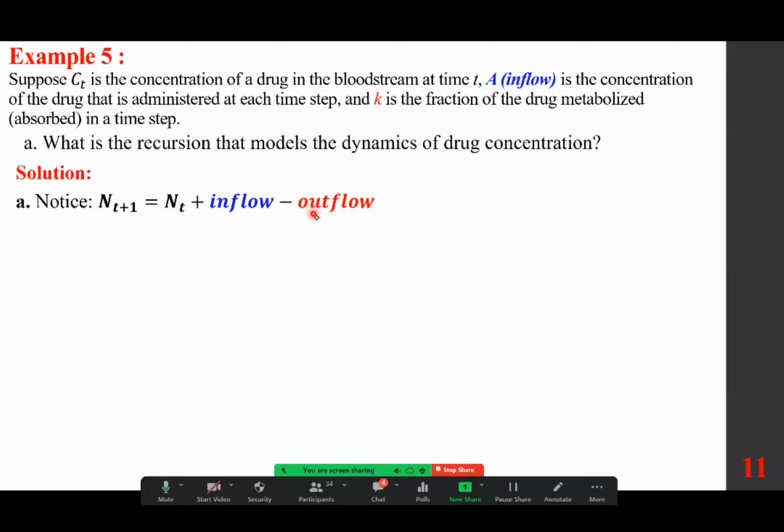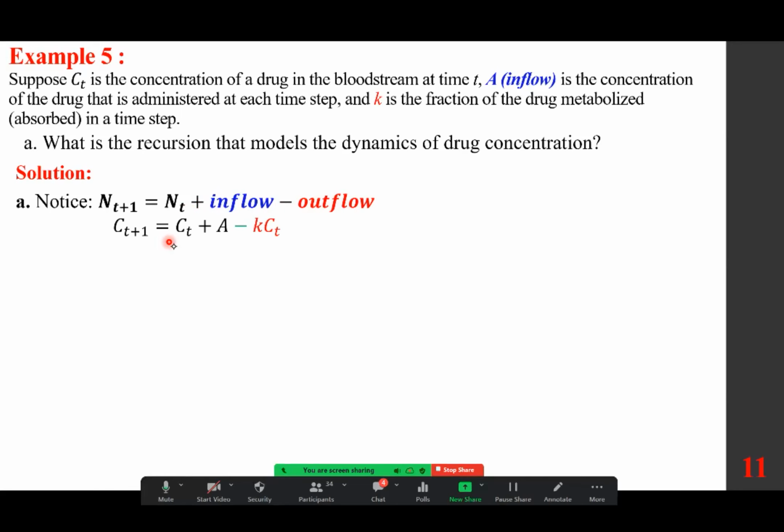And what about the outflow? Now, you want to make sure you follow that. As far as the outflow, it says K is the fraction. For example, K is 10%, 20%, 50%, 70%, or 1/2 or 2/3, some sort of a fraction or percentage of the drug that is gone, that is absorbed. So for example, if 70% is gone, 30% is left. This one we're going to say minus K times C sub t.